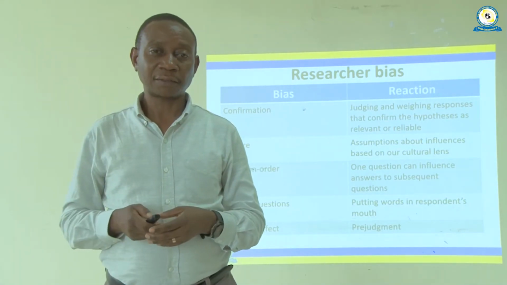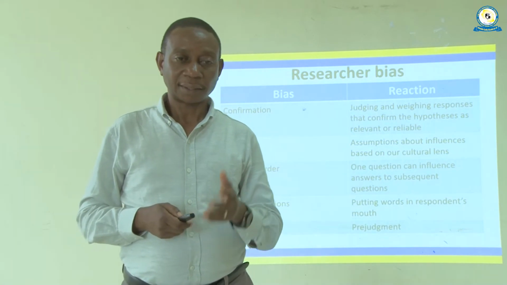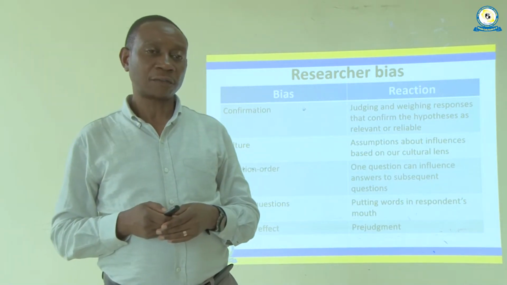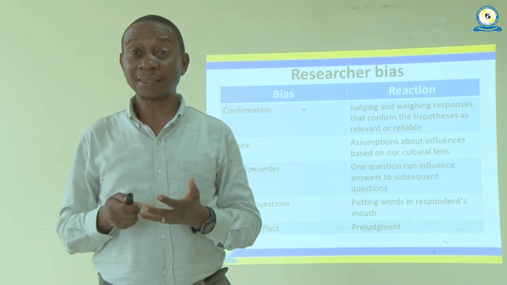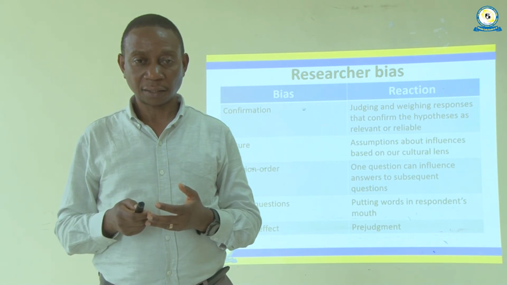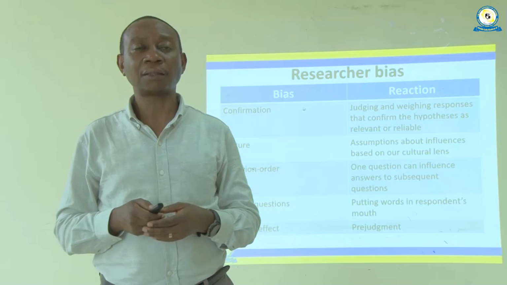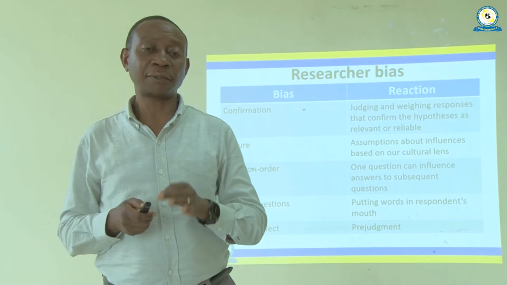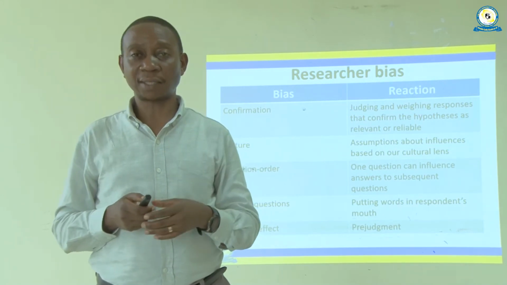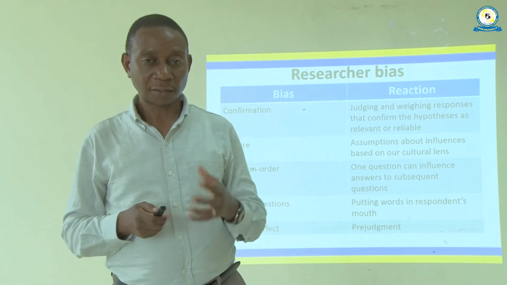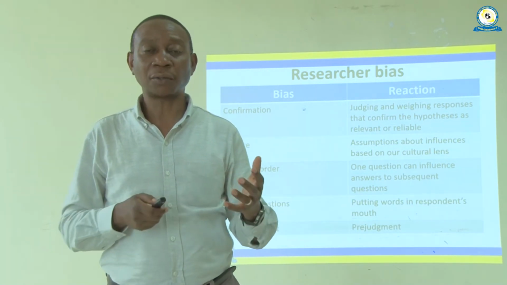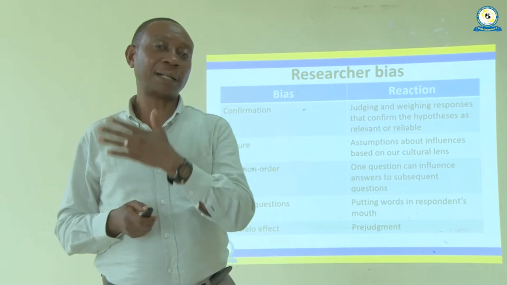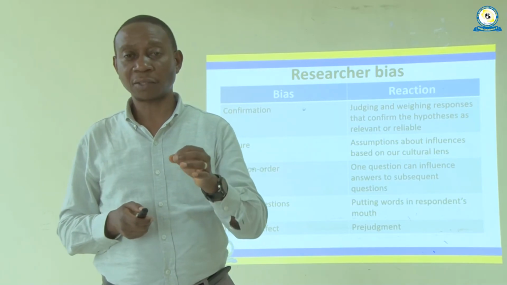Another angle of bias is from the researcher. There are 5 of them. One is confirmation. Confirmation is judging or weighing the responses that confirm the hypothesis as being relevant or reliable. Researchers should be very careful not to judge the responses given by participants, saying this is okay and this is not. You leave any information given until the end of the analysis. You should not make judgment when you are getting the information.